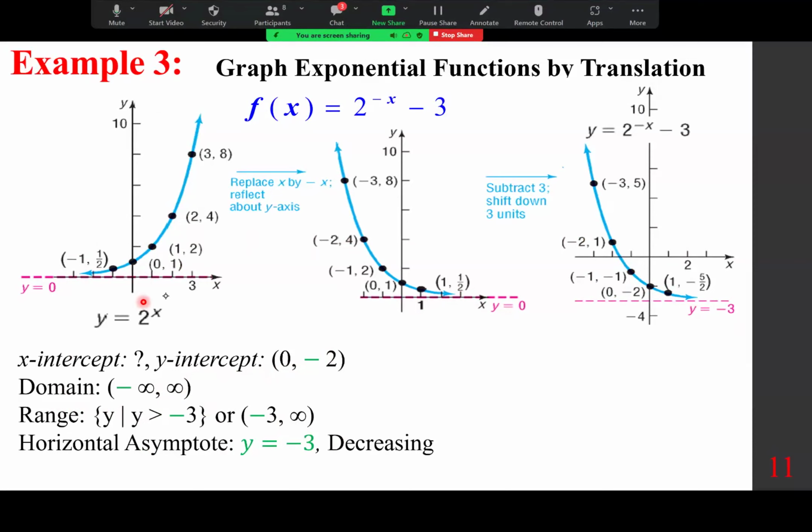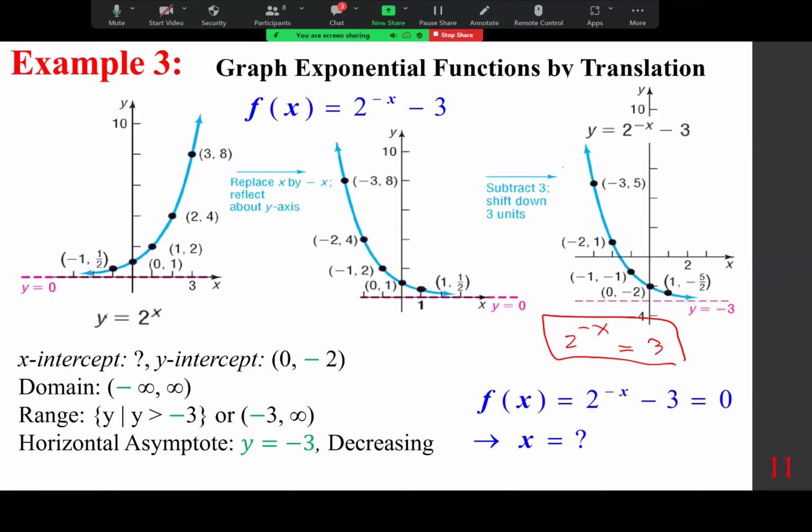Now, how do you find the x-intercept? You set the function equal to 0, and you find it. This is solving this equation, and you have to use logarithmic properties. We'll discuss this type in a moment, but just to give you an idea, which is coming up, you say 2 to the power of minus x is 3, and then from here you have to take the log of both sides, common log, natural log, and solve it.